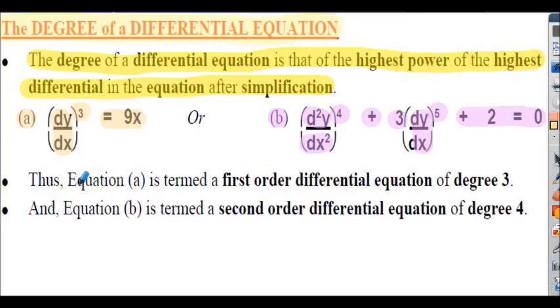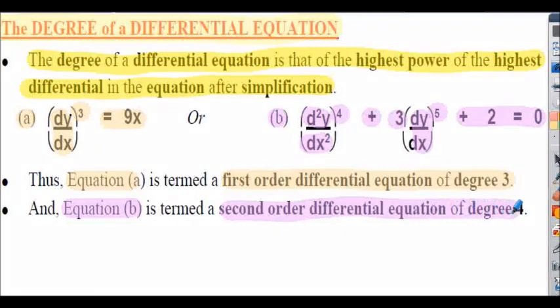So with regards to equation A above, this is termed a first order differential equation of degree 3, and with regards to equation B above, this is termed a second order differential equation of degree 4. And that's purely for background information, as we'll not be considering equations of the form shown above within this presentation.